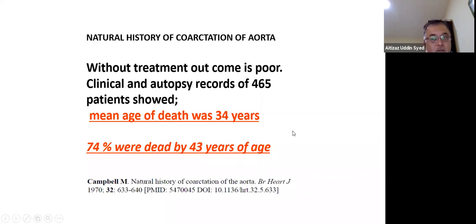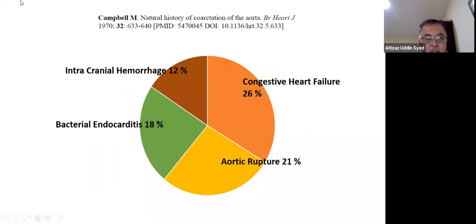So it means even isolated coarctation causes you a lot of problems and reduces your lifespan by 20 to 30 years. So it's not just a benign disease. You may think he was asymptomatic because his coarctation was not severe, but it still affects his long-term survival. In the same paper, they found out the causes of death, why they died, and you can see horrible things. Intracranial hemorrhage 12%, bacterial endocarditis 18%, aortic rupture 21%, and congestive heart failure 26%. This is how the pie chart of the complications leading to death was presented in that paper. That just emphasizes that coarctation is not a benign disease.